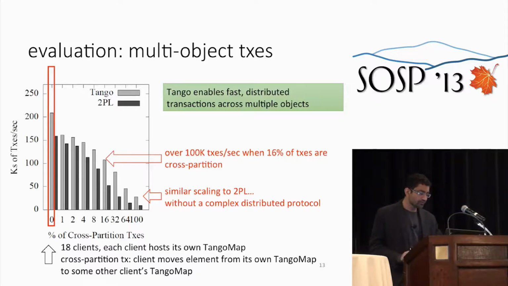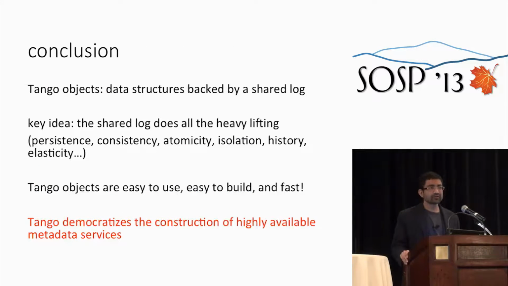So I'm going to conclude by reiterating what I told you. A Tango data structure is a very simple abstraction. It's a data structure backed by a shared log. And the key idea, the one takeaway point of this talk, is that the shared log abstraction is very useful. We can make it do all the heavy lifting, all the things that are very difficult to do in a distributed system. And the three things I showed you were that Tango objects are very easy to use.